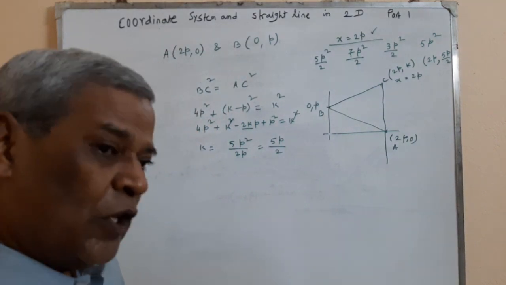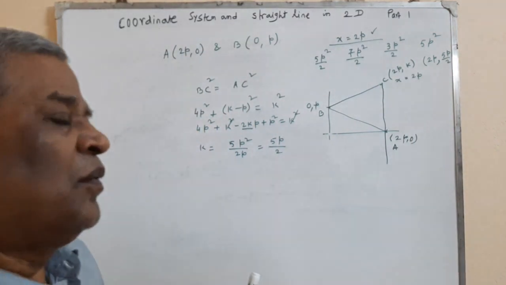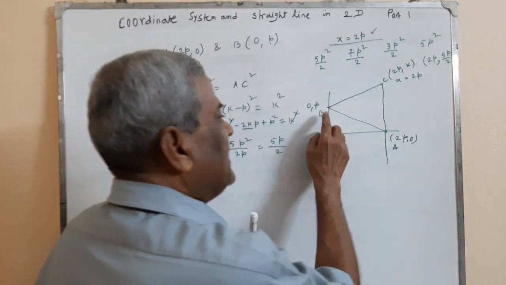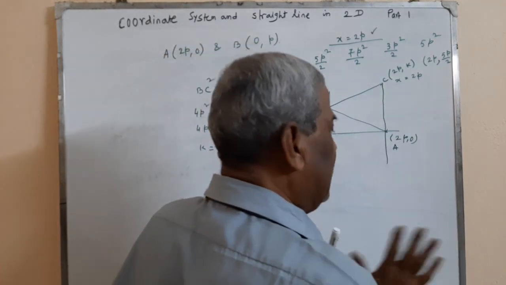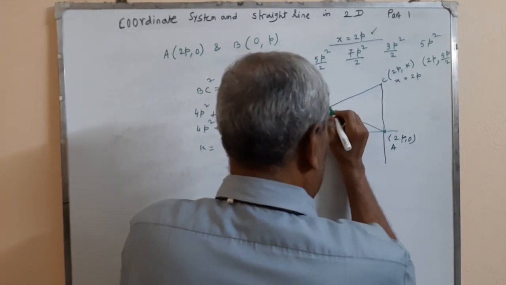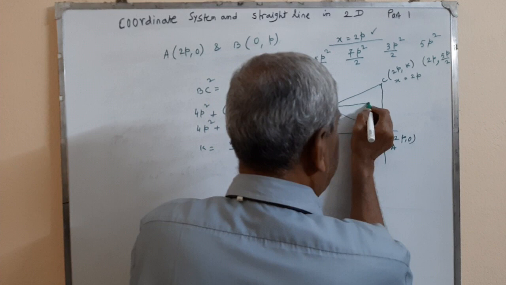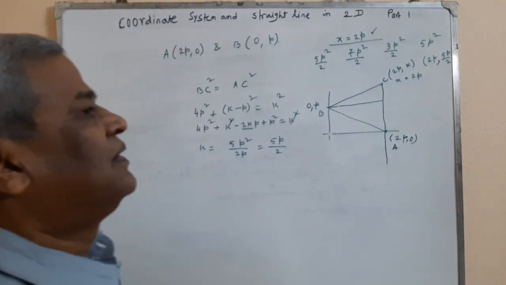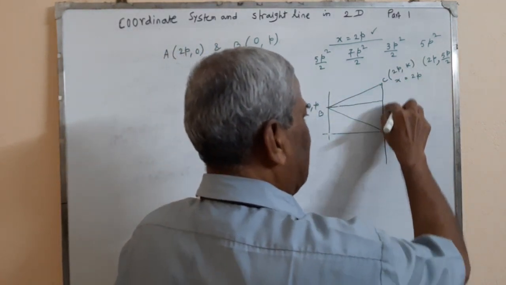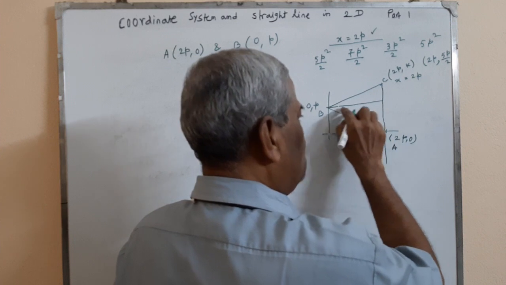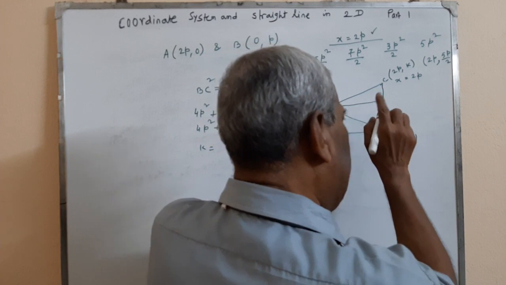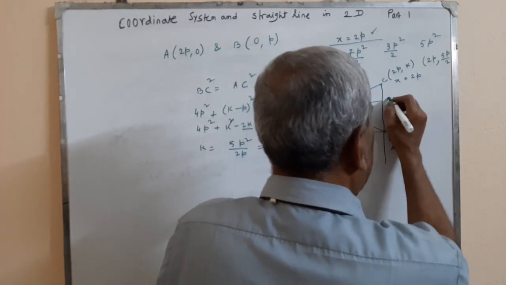Now we get all the three vertices of the triangle. To find its area, there are so many methods. Vertices are there, so area of the triangle can be obtained. But in this case, draw a perpendicular from this to that. This straight line is parallel to the y-axis. Perpendicular is drawn, so it is parallel to the x-axis. Suppose this point is D.